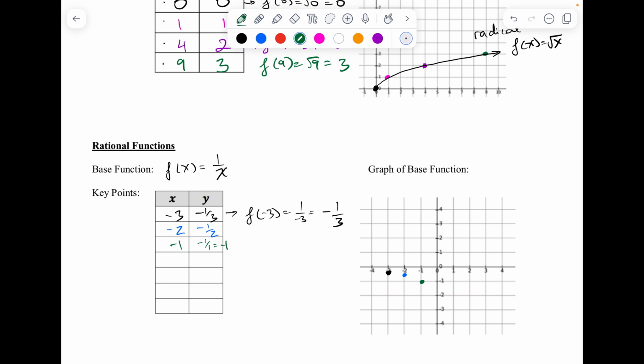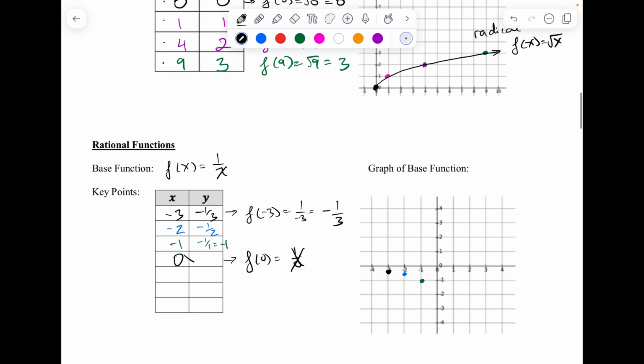Now, when I try to look at 0, f at 0 is 1 over 0. Well, I'm not actually allowed to divide anything by 0. So this doesn't work. So I'm actually going to erase that. And if it doesn't work at 0, I'm kind of curious to know what happens at -1/2.